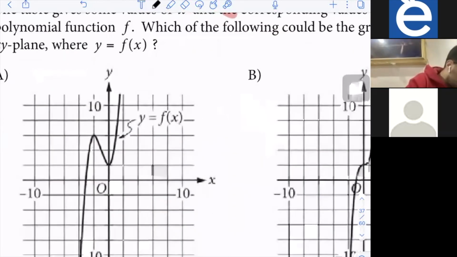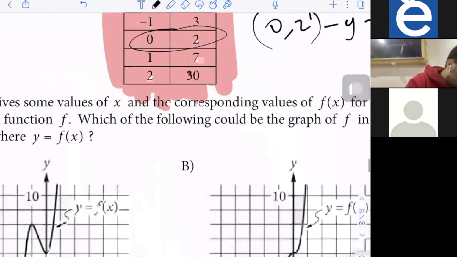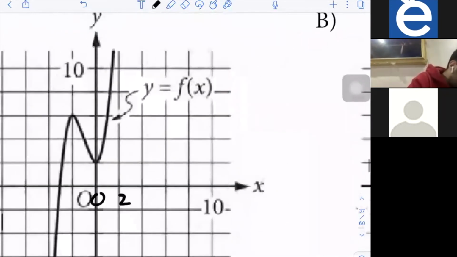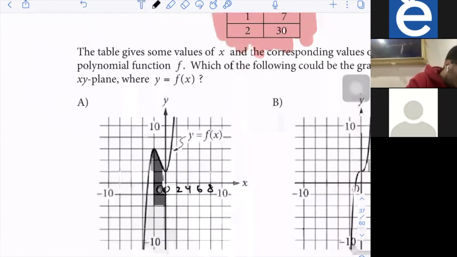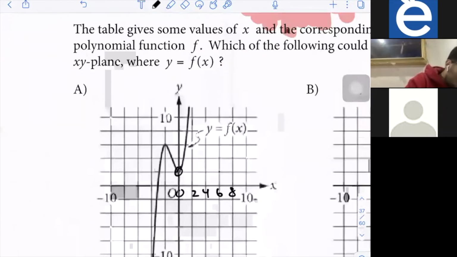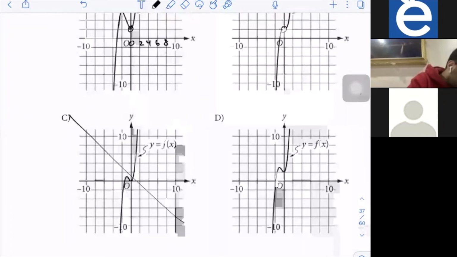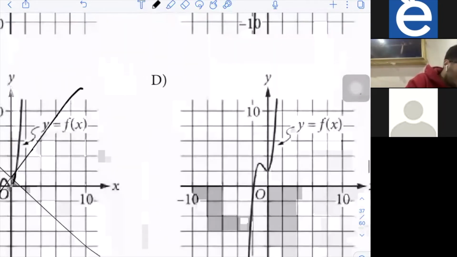So we would do, let's look at the y-intercept for 0, 2. So it goes by 2, so 0, 2, 4, 6, 8, 10, and the same thing. So 0, 2 is right here. So this works. This works. This doesn't work because this has the origin, and this also works.